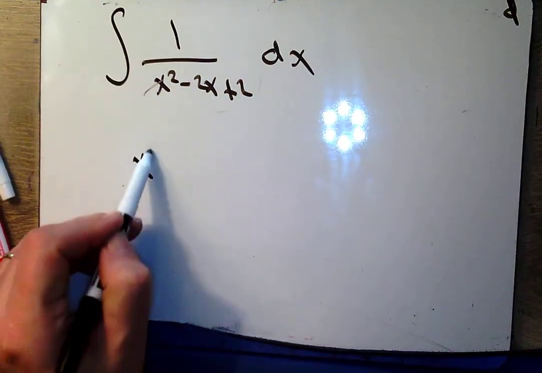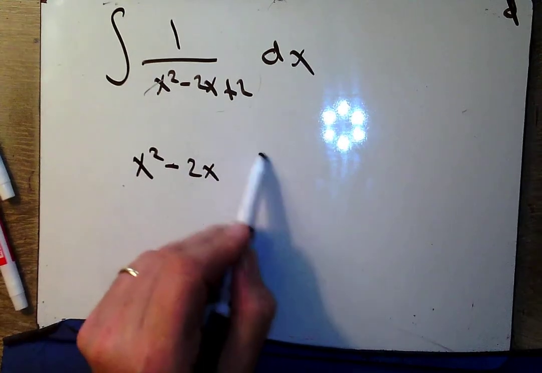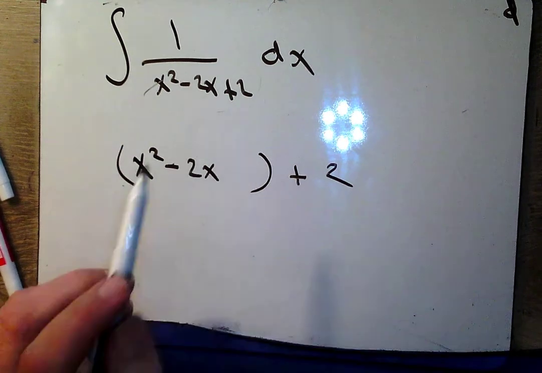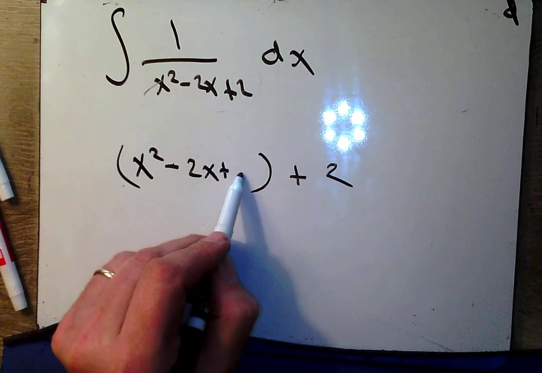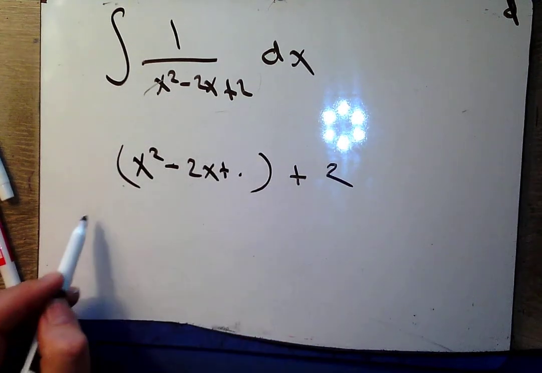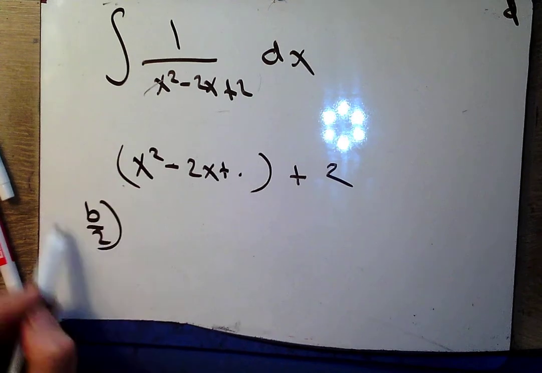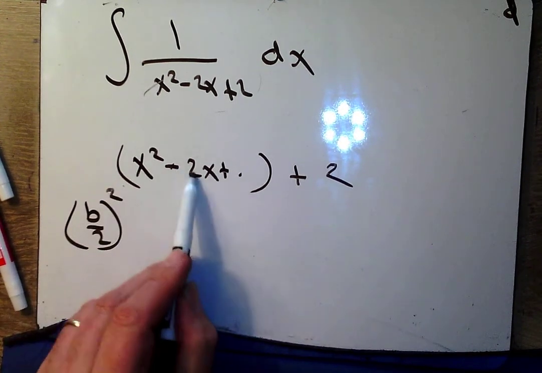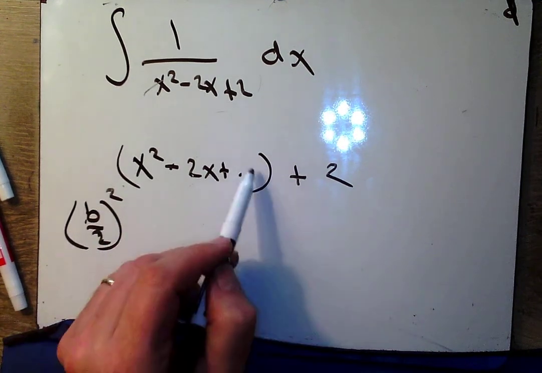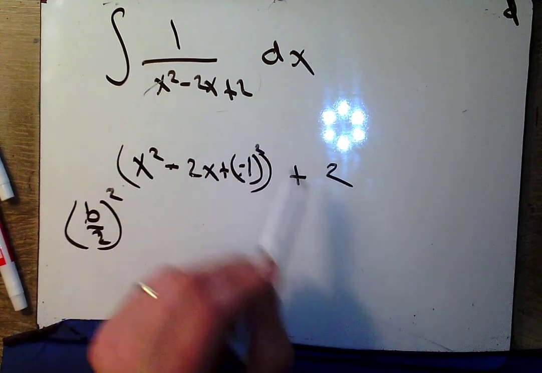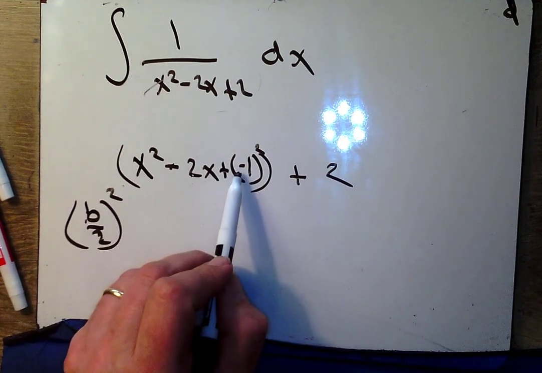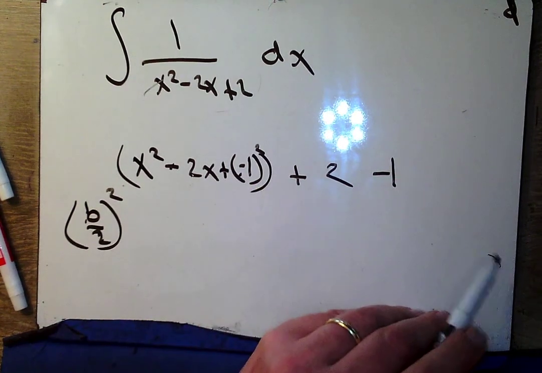So here's what we're going to do. We're going to take that x stuff and put it together here, and then have that plus 2. Now, what is it that we need to add in here to turn this into a perfect square trinomial? Well, that magic amount is b over 2 squared. My b value is negative 2. Negative 2 divided by 2 is negative 1, and negative 1 squared is 1. Now, I'm adding 1 on the inside here, so I have to subtract 1 here.